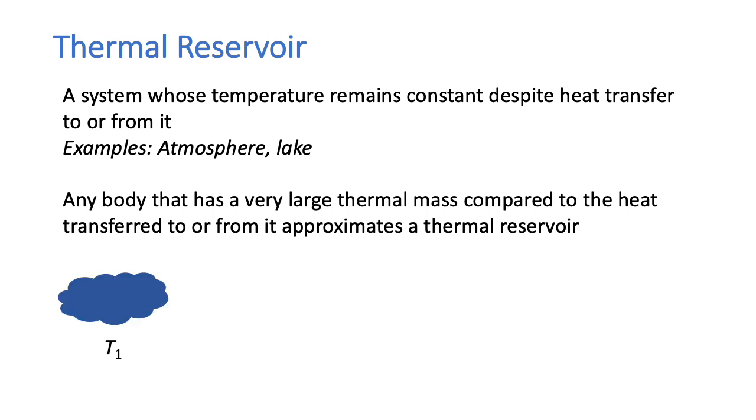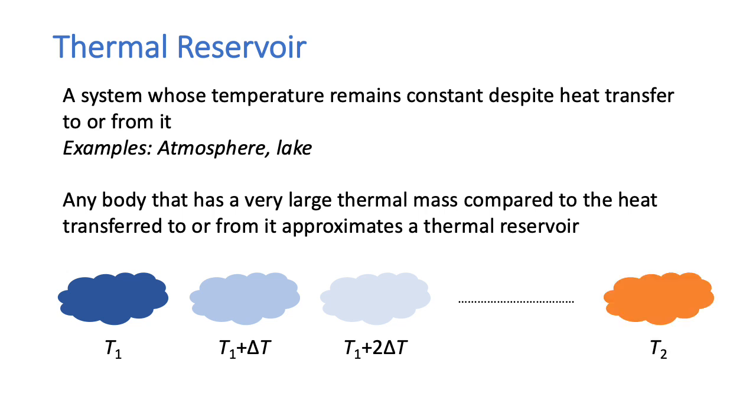So we have over here a thermal reservoir which is at some temperature T1. Now we have another one which is at a slightly higher temperature T1 plus delta T, and one which is even higher at T1 plus 2 delta T, and so on until we finally get to a temperature T2. So we got a whole series of these thermal reservoirs.